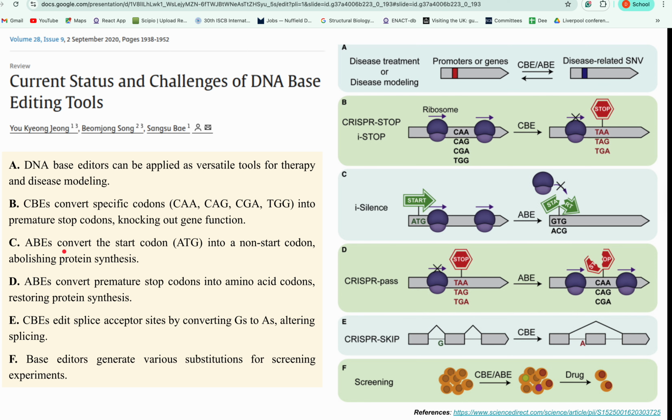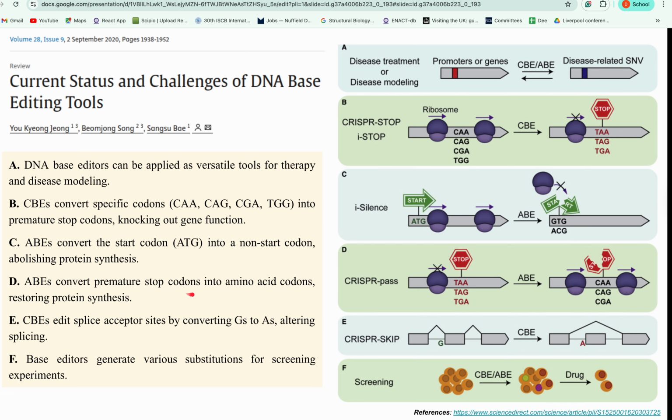Then if we talk about adenosine-based editors, they convert ATG, the known start codon. So instead of ATG, now we have GTG. So the synthesis will not start, because these codons are responsible for initiating protein synthesis. The start codon is not recognized, so protein synthesis will not start. In that way, it can lead to silencing.